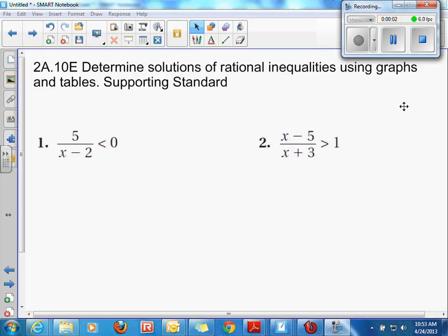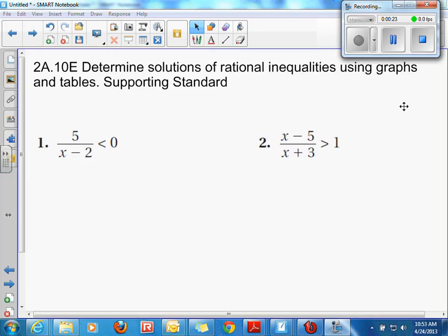Okay, this standard is about rational inequalities, and it's only asking us to determine the solutions to them using graphs and tables only. We are not having to solve these algebraically at all, just using graphs and tables. So I'm going to be using a calculator for solving these questions.